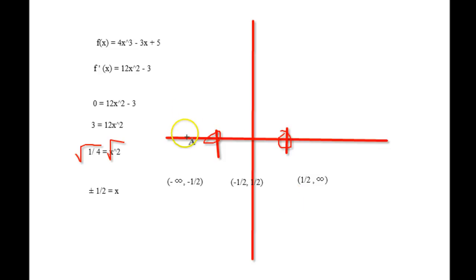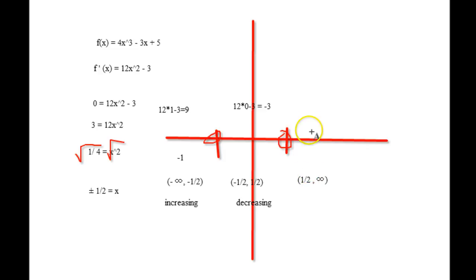Okay, so I'm going to test a number in each interval. I'm going to test -1. So I plug -1 in here and see if I get a positive or negative number. So it's going to be 12 times 1, because -1 squared is 1, minus 3, which is equal to 9. So that's positive. So on this interval, it is increasing. On this interval, I'm going to plug in, let's say, 0. So 12 times 0 minus 3 is equal to -3. So this one is decreasing on this interval.